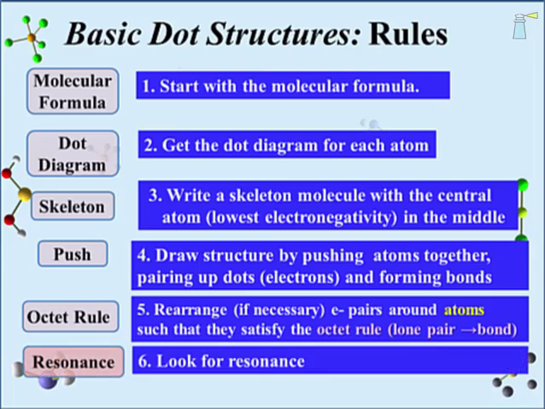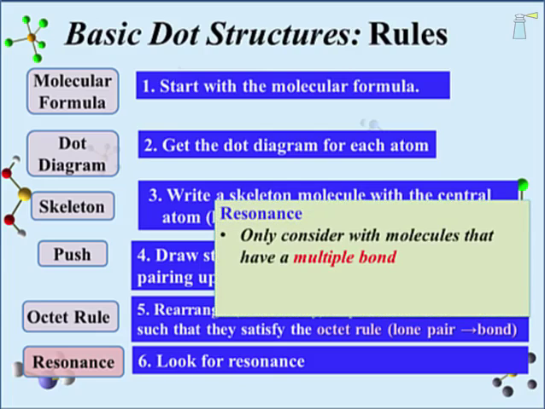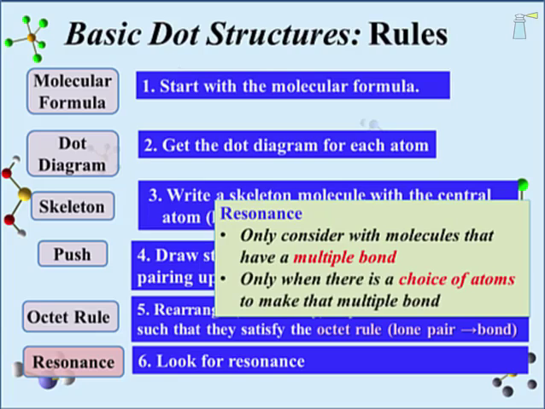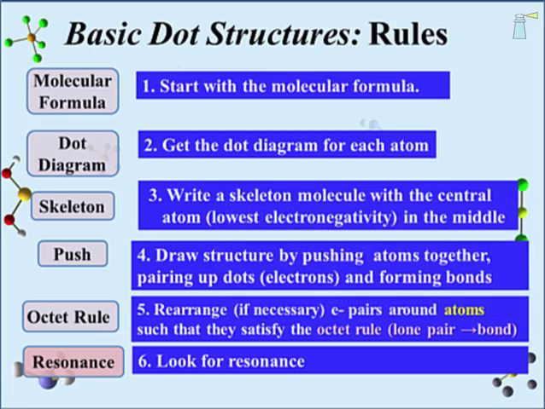Finally, look for resonance. Resonance is an advanced topic, and while it will be addressed in detail later in the lecture, it may be one of those topics that students do not need to have a deep understanding of. The nice thing about resonance is that we only have to consider it if the molecule of interest has a multiple bond, a double or a triple bond, and then only if there's a choice of atoms in which to make that multiple bond. Most compounds will not meet these criteria. Following these rules should lead to many, if not most, molecular dot structures.